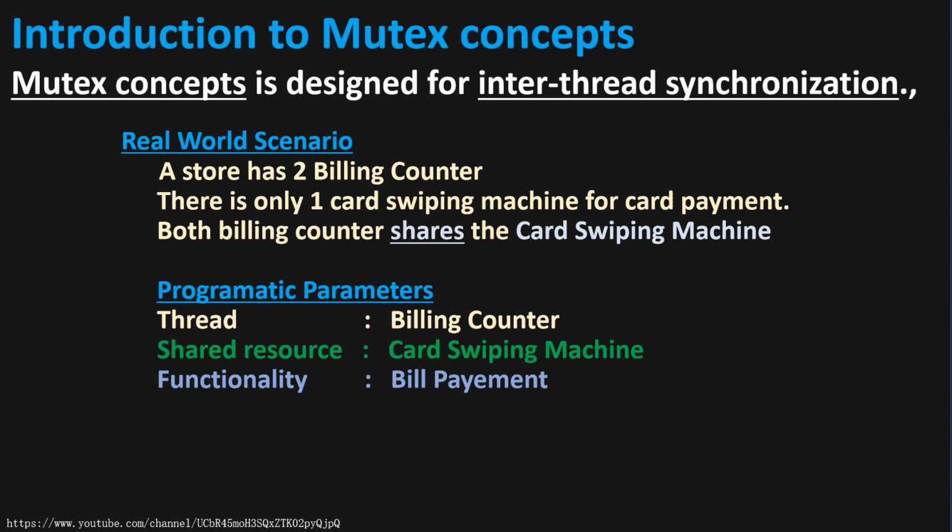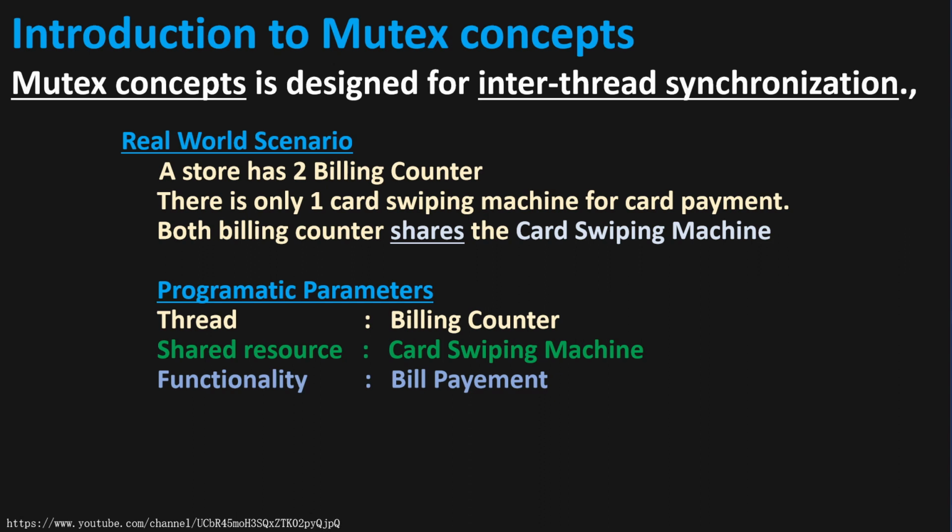Mutex concept is designed for inter-thread synchronization. As it is said earlier, a program may contain many execution threads for performing different functionality in parallel to each other. In most cases, multiple threads share a common data.